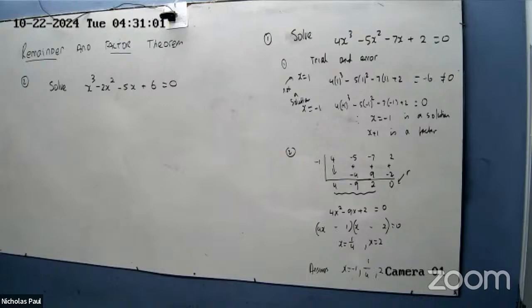What value works first? Positive one, negative one. Positive one works? Okay, so your first factor is what? X equals to, sorry, X what? So your first factor is X minus one.